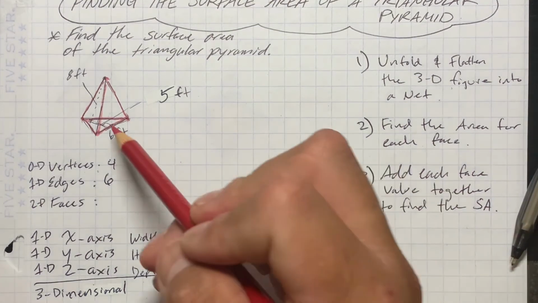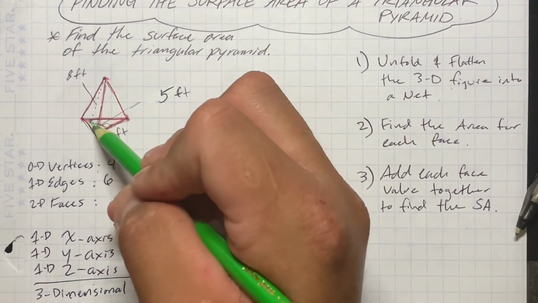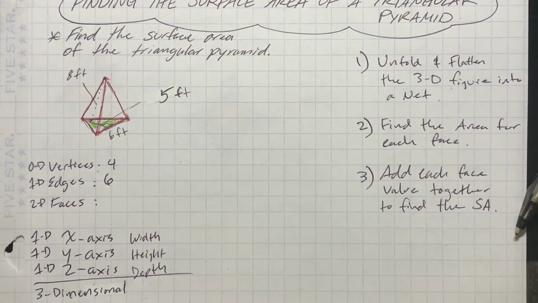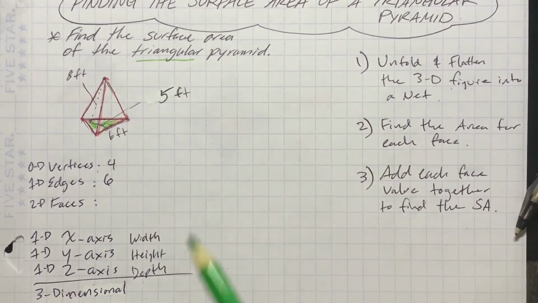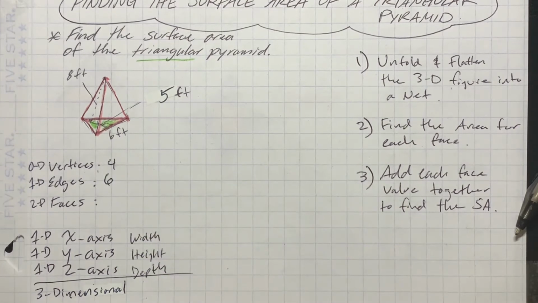So if you look at the base down here, what shape is that? Well, I'm going to color the base green. And you have a triangle, which is why this is a triangular pyramid. It's still a pyramid, but the base is the shape of a triangle. And that, my friends, is what makes it a triangular pyramid.